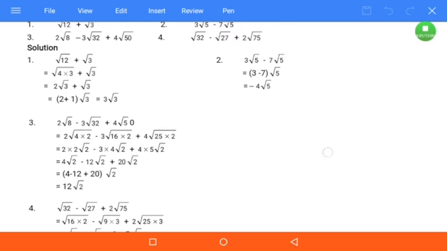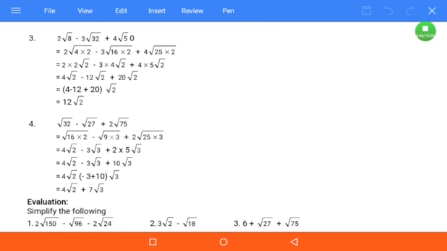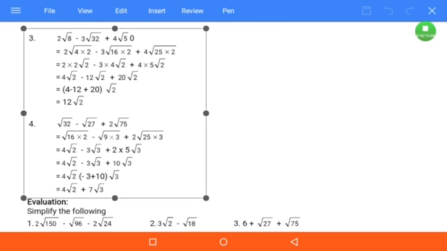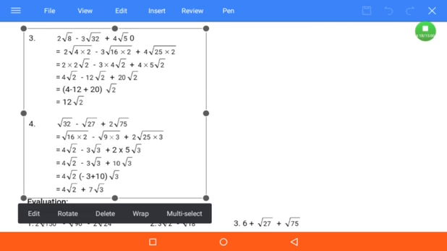Simple. And the last one, which is number 4, it says root 32 minus root 27 plus 2 root 75. How do you express these as like surds? 32 is 16 times 2, so we have 4 root 2.